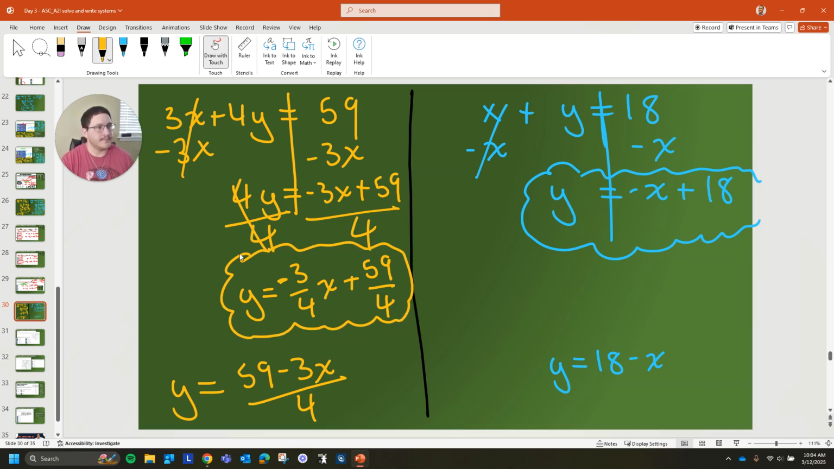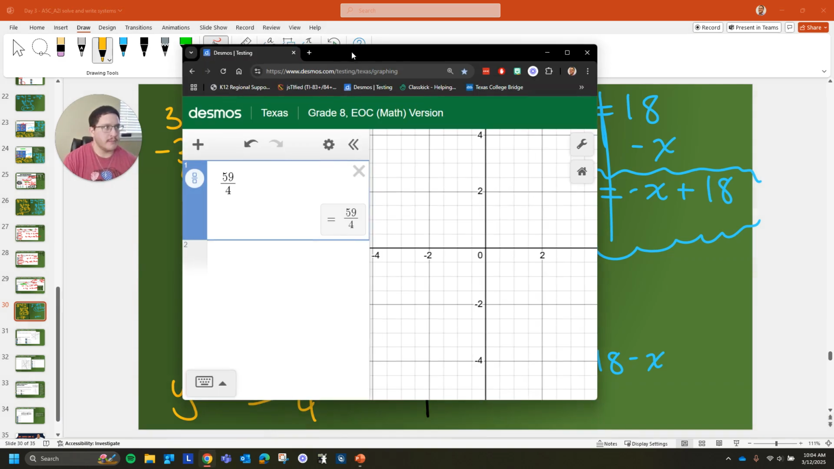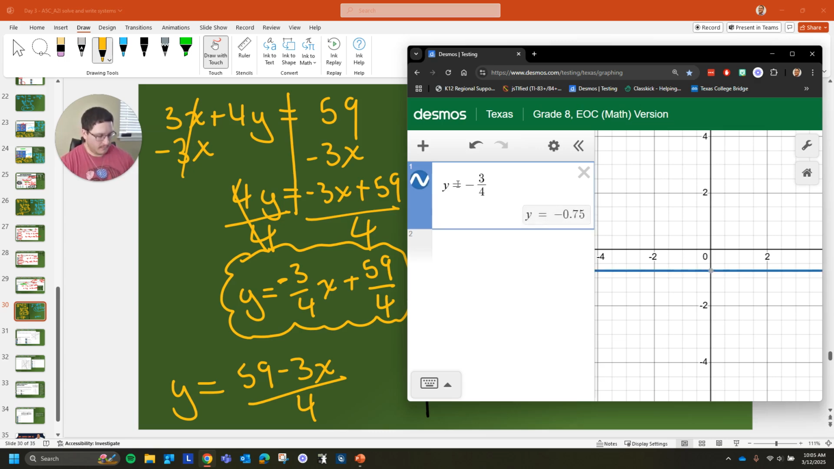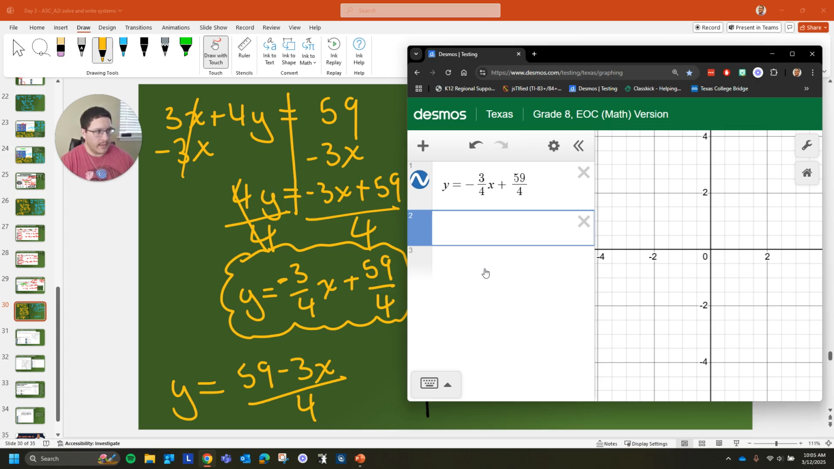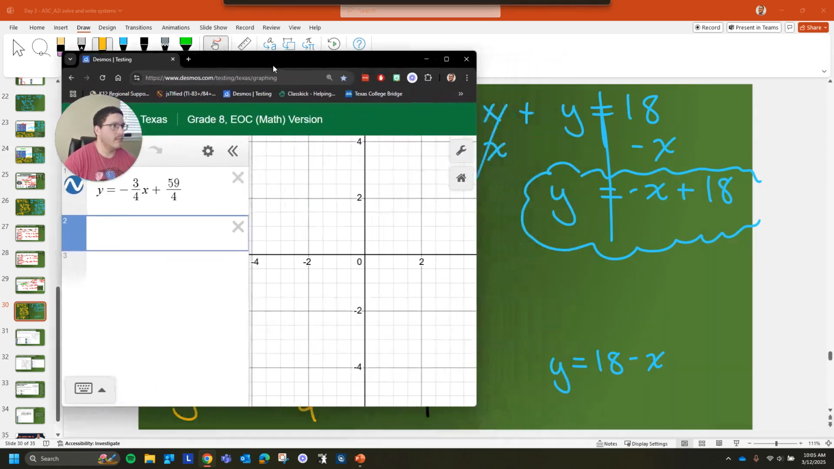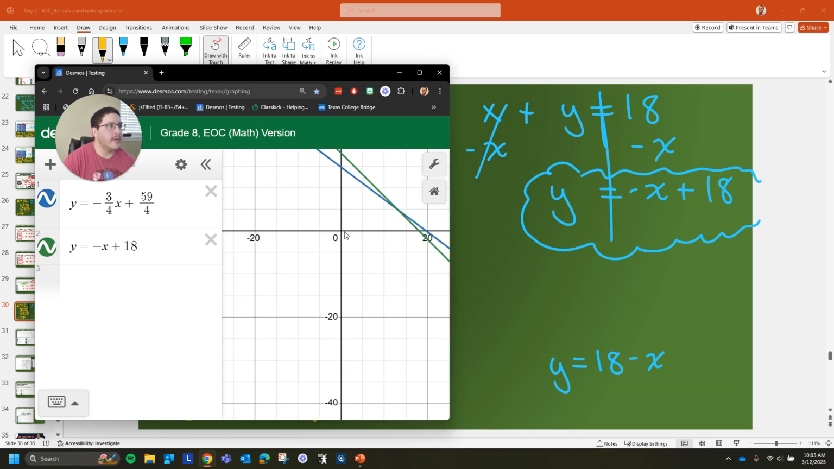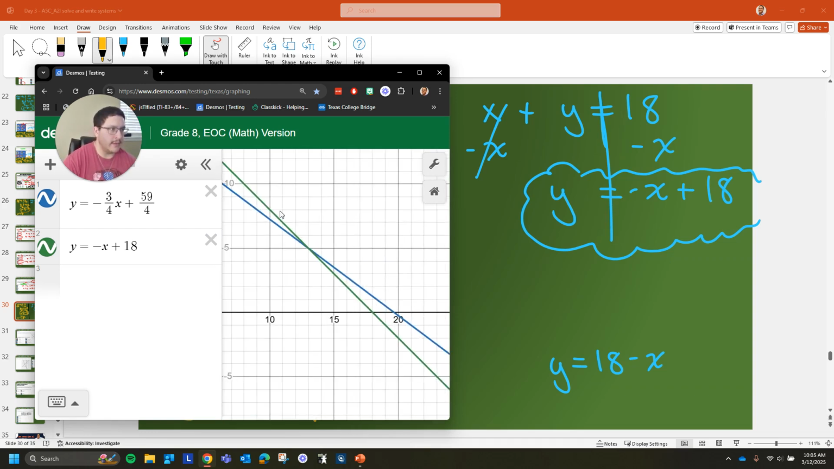Either way is fine. So now, take the Desmos calculator. I'm going to type in this equation here. Y equals negative 3 divided by 4 x plus 59 divided by 4. Then I'm going to type in the other one. Y equals negative x plus 18. Okay, I don't see my graph, so I'm going to zoom out until I do. Okay, and then zoom into that intersection here. I'm going to click on one of the lines. I'm going to look for that intersection point, 13, 5.